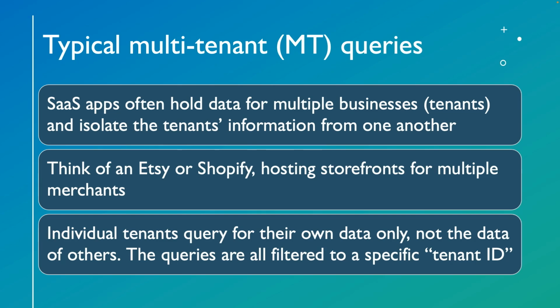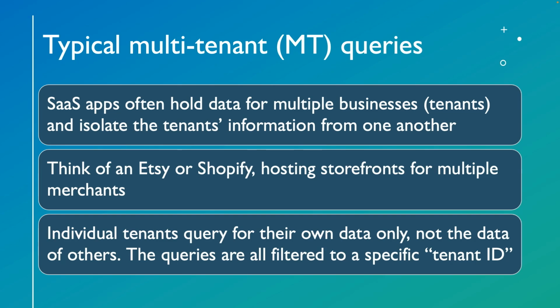So we talked about one part, the ORM part. Now let's talk about the other part. What are multi-tenant queries and what's a multi-tenant application? Azure Cosmos DB for PostgreSQL excels at many use cases, and one of them is the multi-tenant use case. What does that look like? A SaaS app can often hold data for multiple businesses, and we'll call them tenants, and then they isolate each tenant's information from each other.